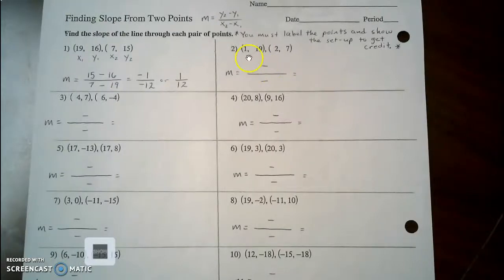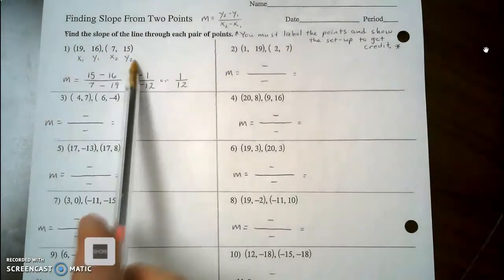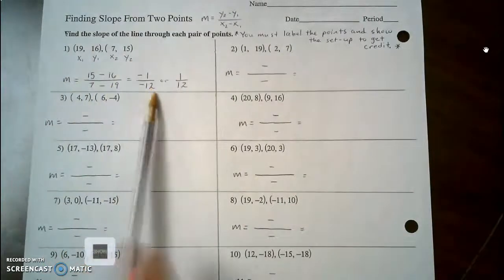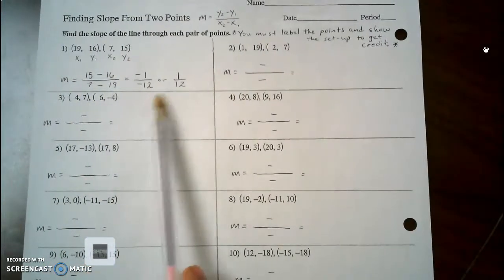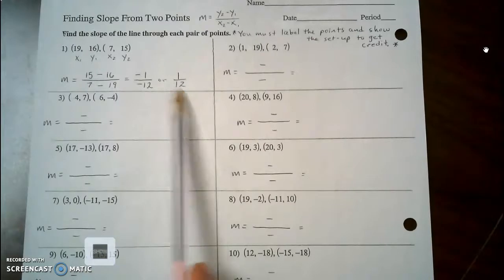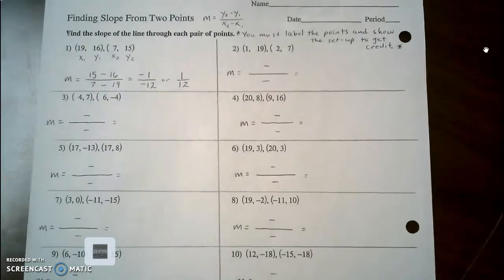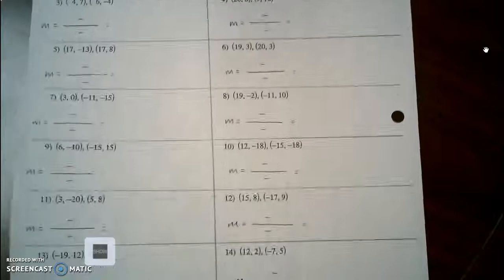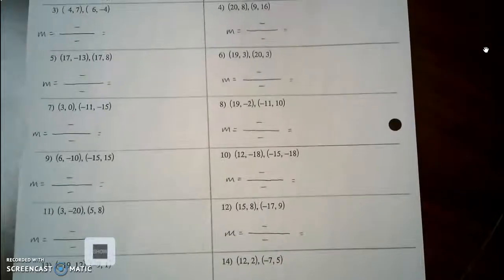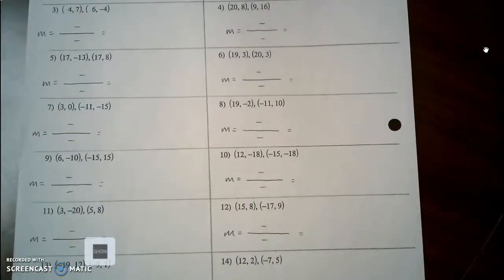You're all set up. You have to label the points like I did right here. See, x1, y1, x2, y2. So show the work. Show that you labeled them, put them in place, and subtracted. So my example, I got 2 negatives. I can write it as 2 positives, either or, but there are how many? 14.